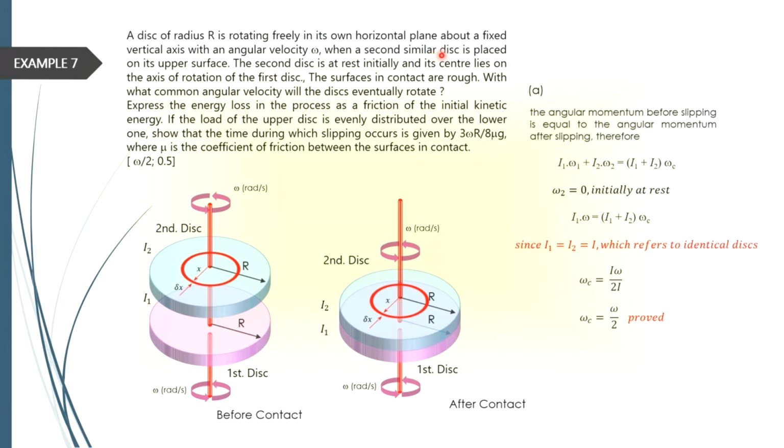They say the second similar disk, that is why the I are all the same. The second disk is initially at rest and its center lies on the same axis of rotation. The surfaces in contact are rough. With what common angular velocity will the disks eventually rotate? So the answer is half omega.